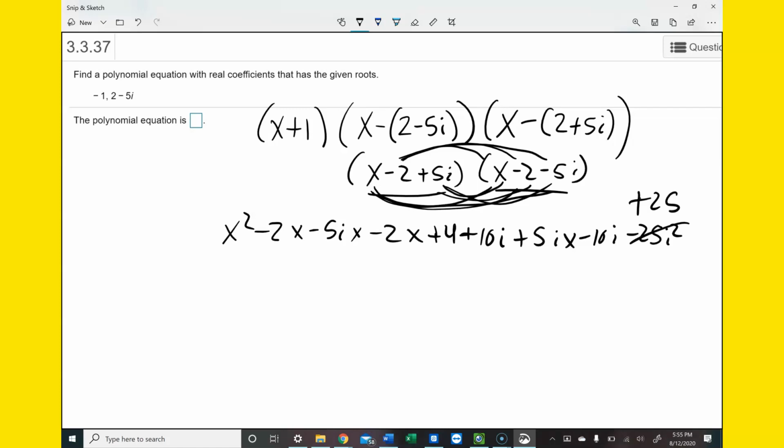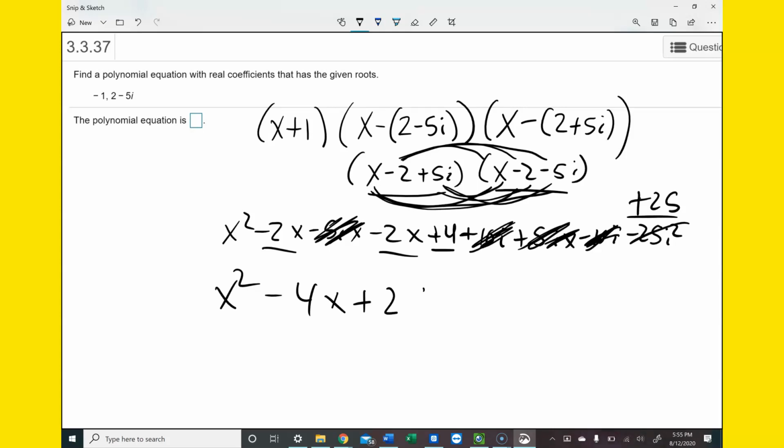All right, so what happens here? -5ix and plus 5ix cancel. Positive 10i and negative 10i cancel. So this is always going to happen. Whenever you distribute these, all of your terms that have an imaginary part in them are going to cancel out. They're going to go away. So now what do we have? We have x squared. I got minus 2x minus 2x, so that's minus 4x. I got plus 4 and I got plus 25. So plus 29.